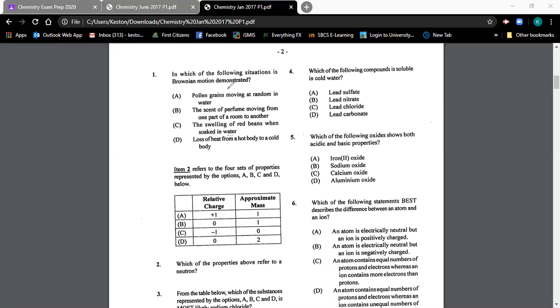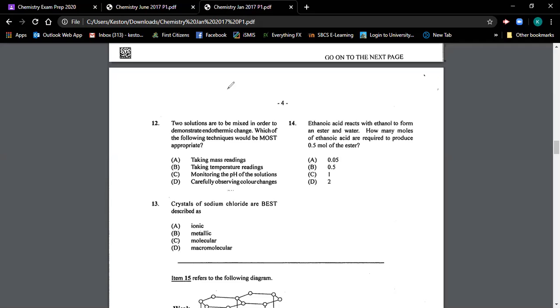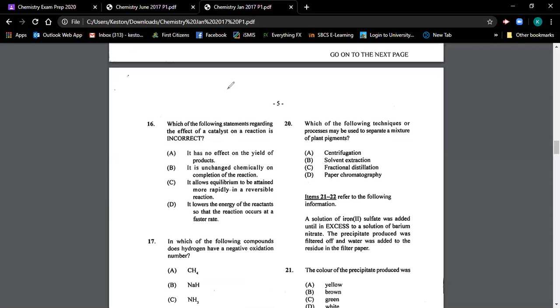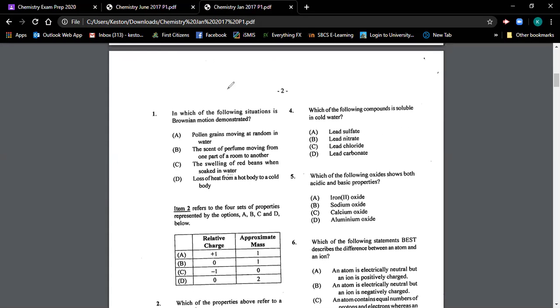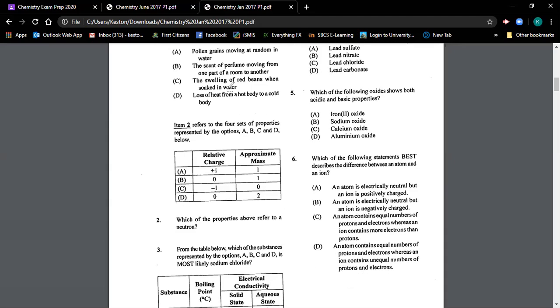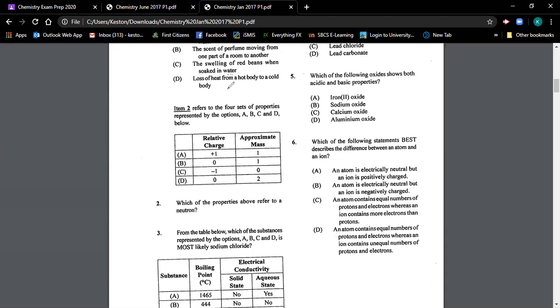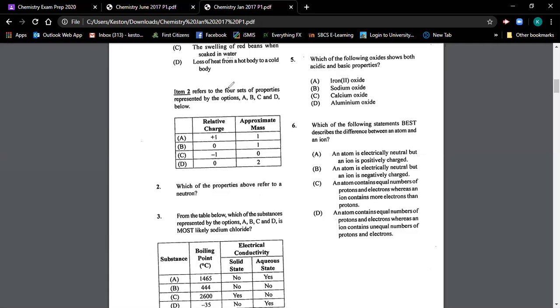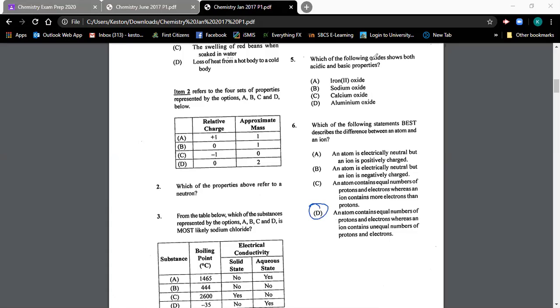6. Which of the following statements best describes the difference between an atom and an ion? We saw this one already. Yeah, you remember this? An atom contains an equal number of protons and electrons. Ions contain an unequal number of protons and electrons. Right? So this one, D, is my correct answer.